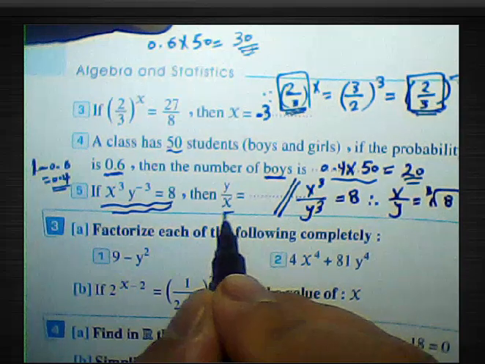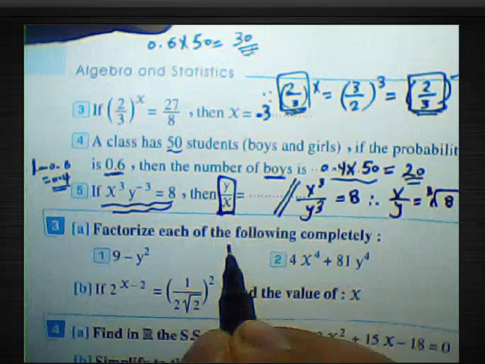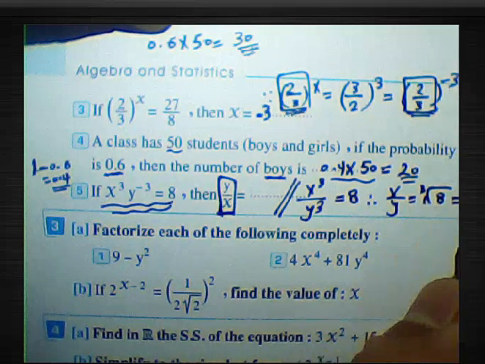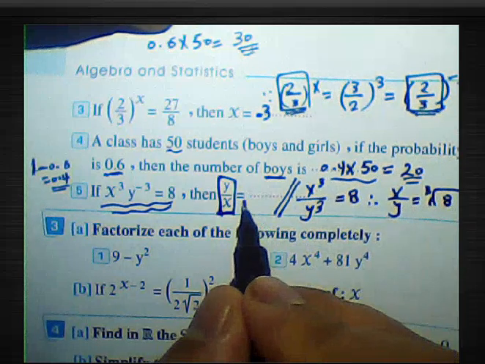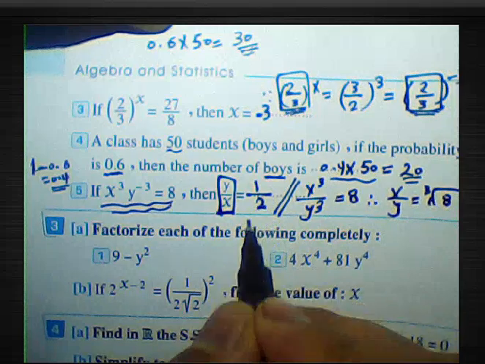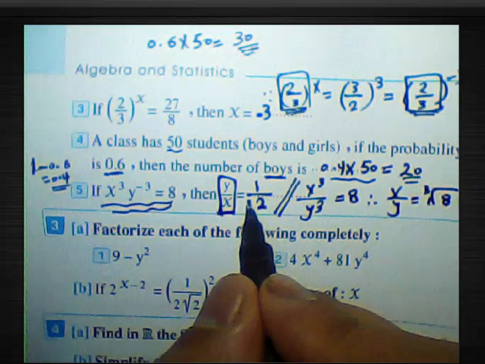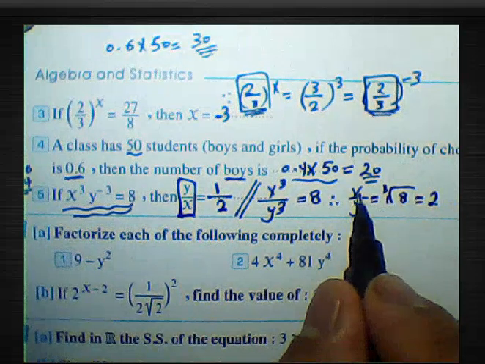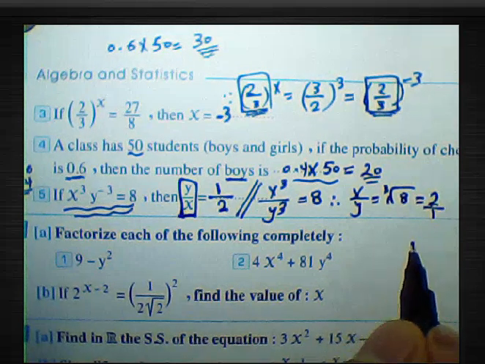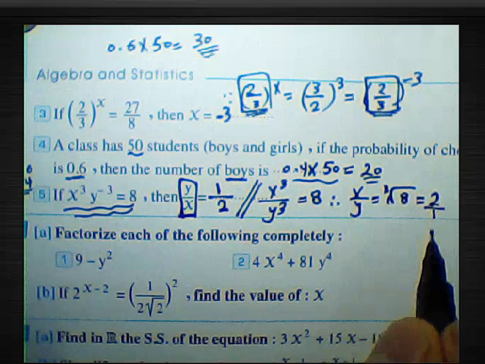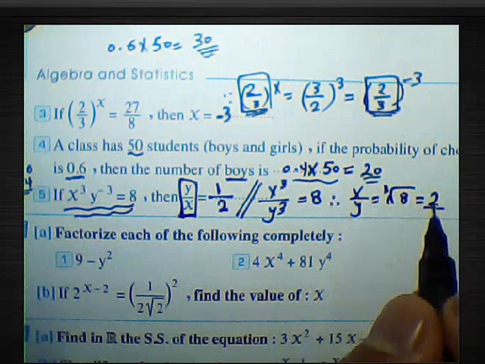But in this example, he wants to find y over x. Y over x is the inverse of x over y. X over y equals 2. Then y over x is the multiplicative inverse of 2, which will be 1 over 2. You have x over y equal to 2 over 1, then y over x equals 1 over 2.